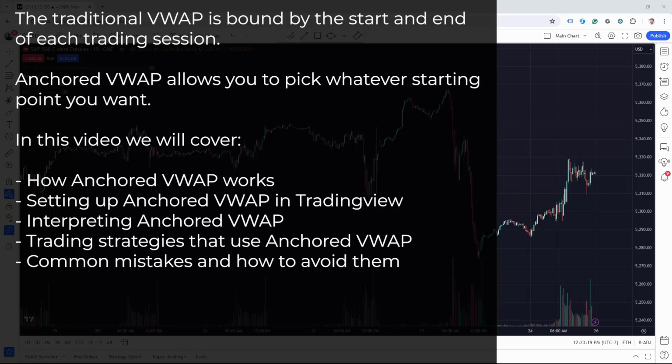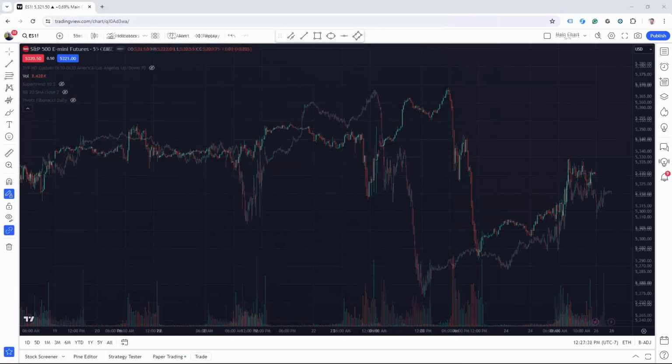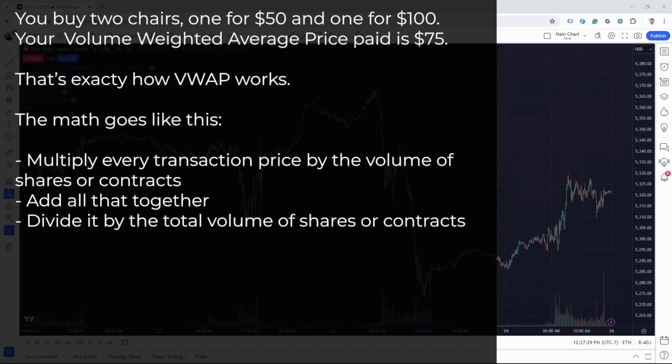In this video, we'll go over how Anchored VWAP works, setting up Anchored VWAP in TradingView, interpreting Anchored VWAP, trading strategies that use Anchored VWAP, and common mistakes and how to avoid them. So let's start with how Anchored VWAP works.